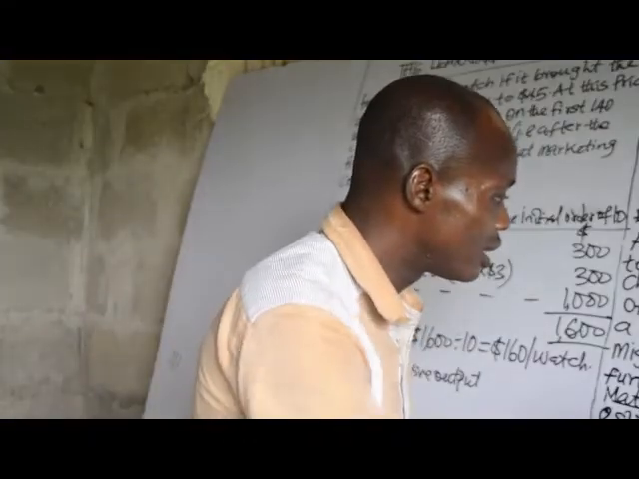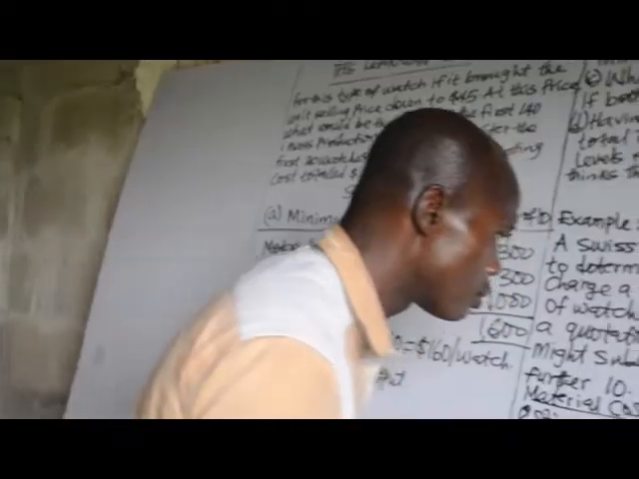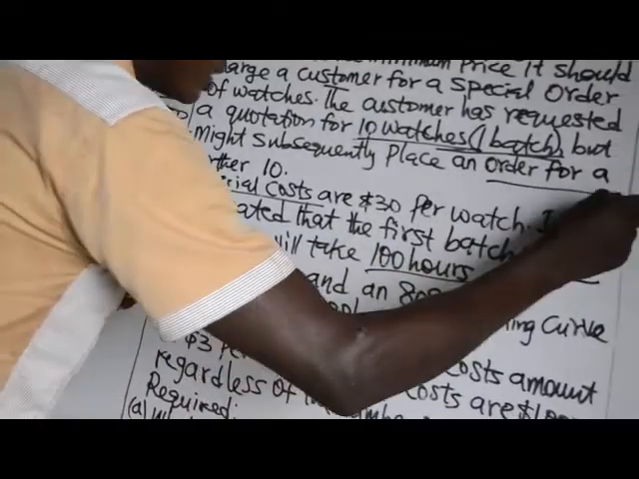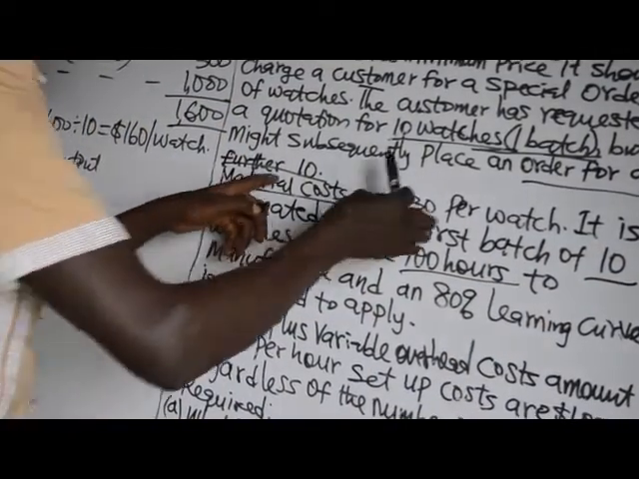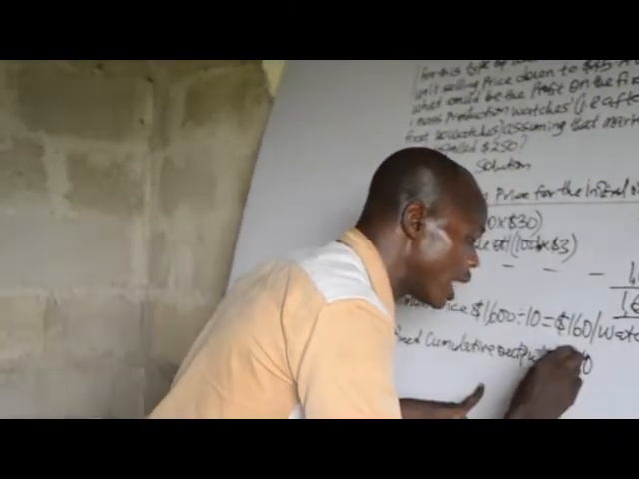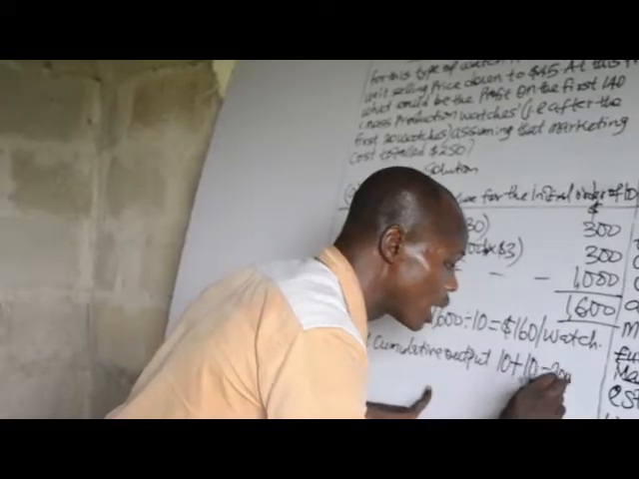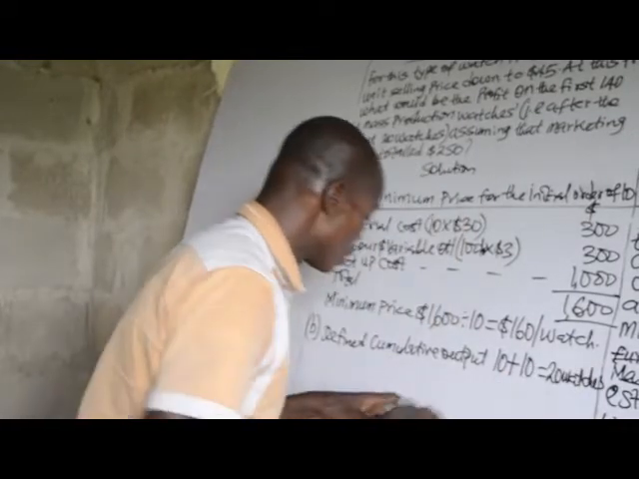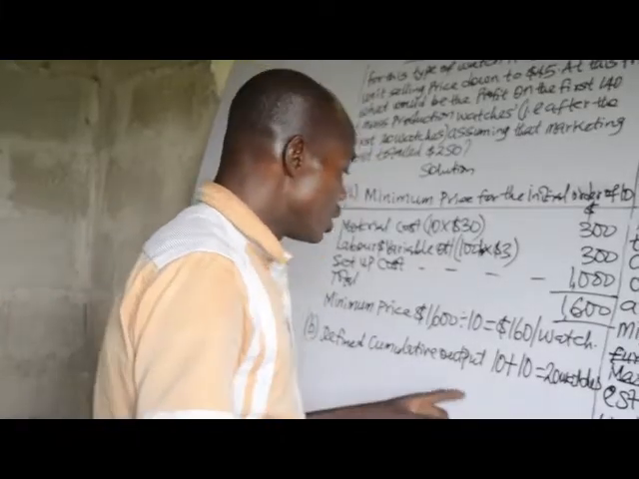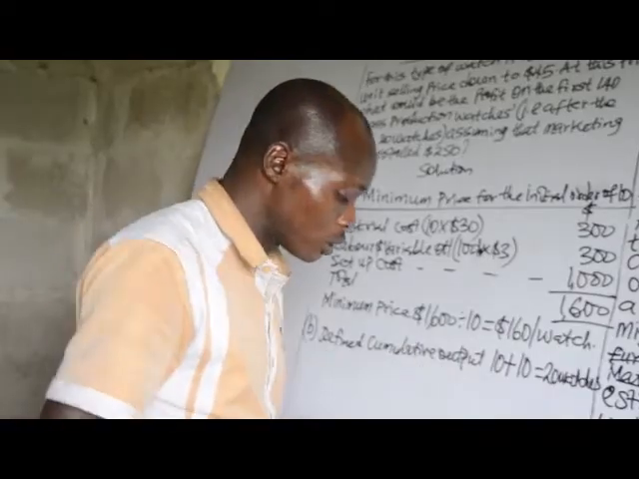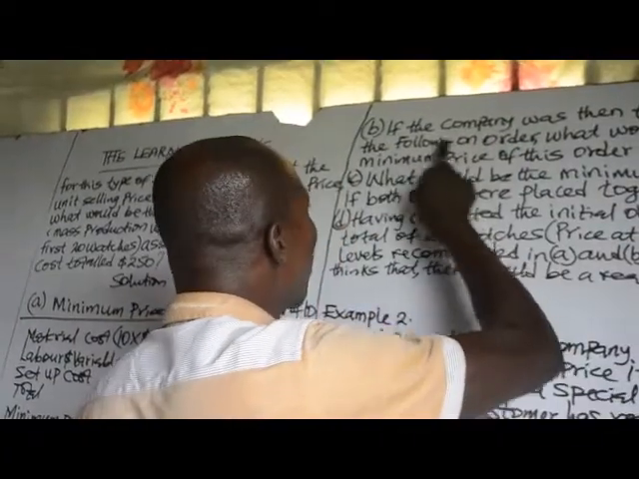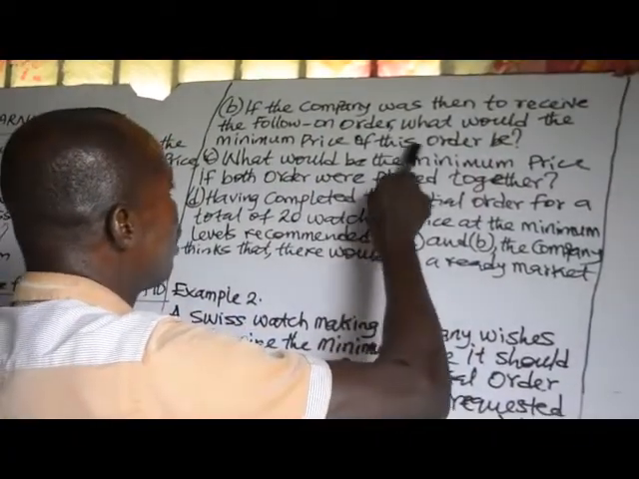Note the first batch was 10 washes, and the latter one is also another 10, which is the follow-on order they are referring to, the further 10. That means you have the 10 for the initial plus the latter one, which is also 10. So that means you have 20 washes altogether. When you have the total of 20 washes, this is the cumulative output, and you were told that if the company was then to receive the follow-on order, what will be the minimum price of this order?